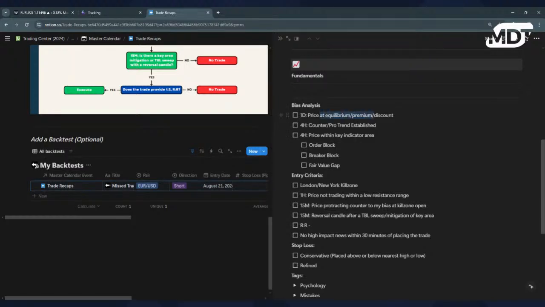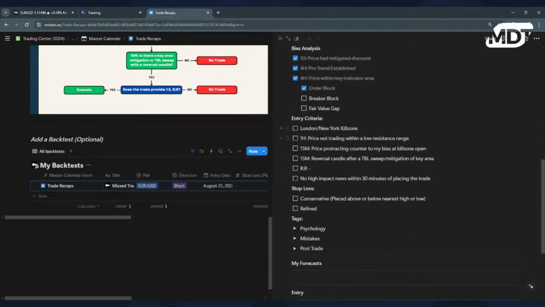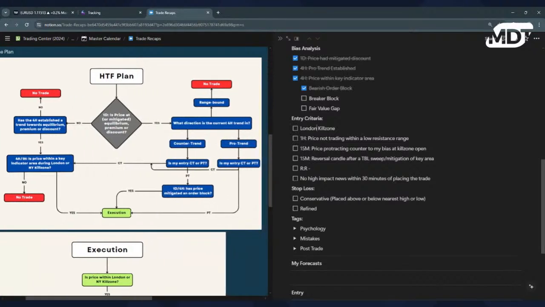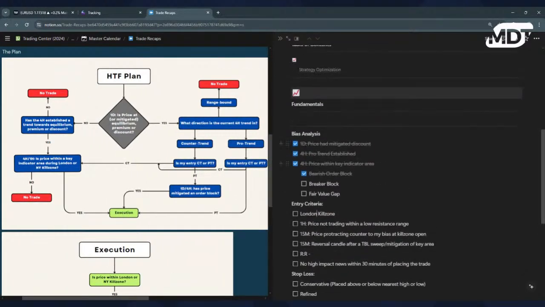Daily had mitigated discount. 4-hour pro trend established. 4-hour was within an order block. I'll say bearish order block, just for clarity. And then our entry criteria were within our London kill zone. So just keeping in line with what we look for on the left here, just so that you guys are clear that we're meeting the plan.